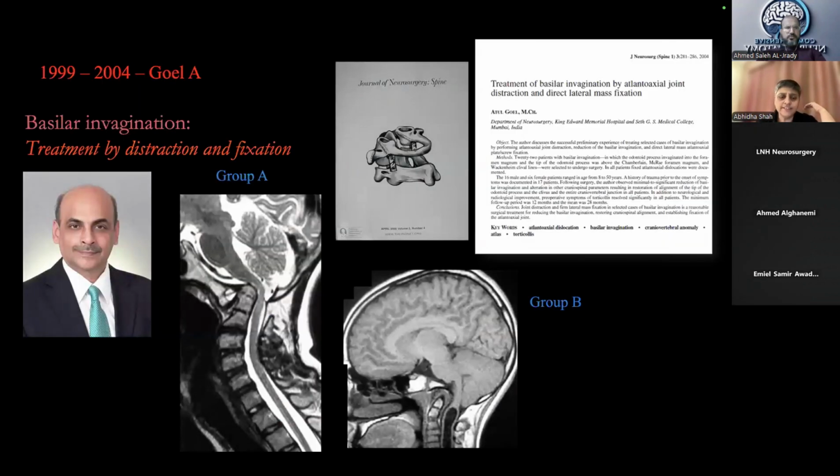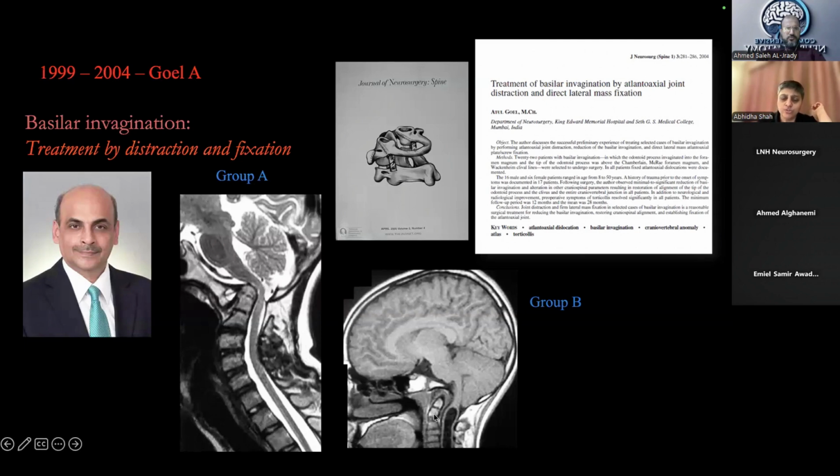So on treating these anomalies, we started treating basilar invagination. Professor Goel in 2004 published this paper where he divided basilar invagination into two groups, Group A and Group B. In Group A, the odontoid went above the Wackenheim's clival line. It crossed the foramen magnum and it caused a compression of the cervicomedullary region. There could be a Chiari with it or there would not be. Chiari was not a criterion to divide the basilar invagination.